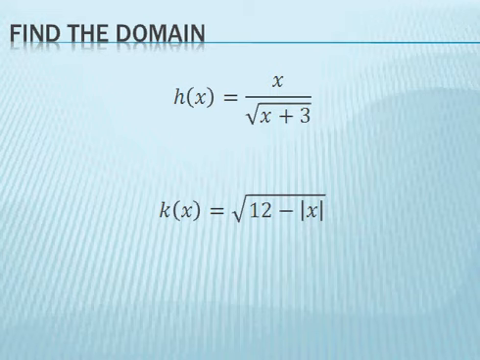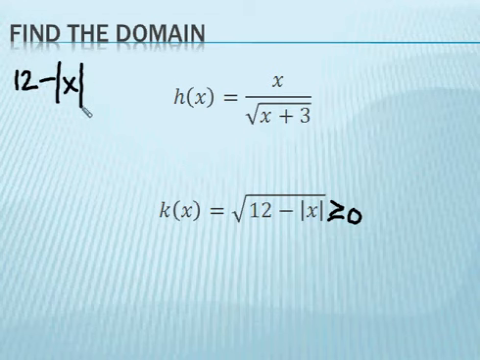The next situation that we have is k of x equaling the square root of 12 minus the absolute value of x. Well, I know that what is under my square root must be greater than or equal to 0. So I'm going to take what's under my square root, set it greater than or equal to 0, and we'll work out this problem together. So 12 minus the absolute value of x is greater than or equal to 0.